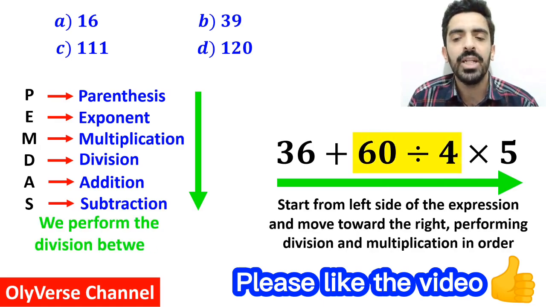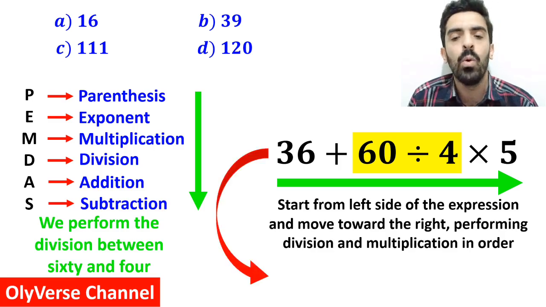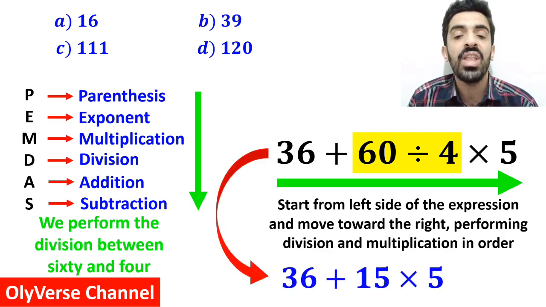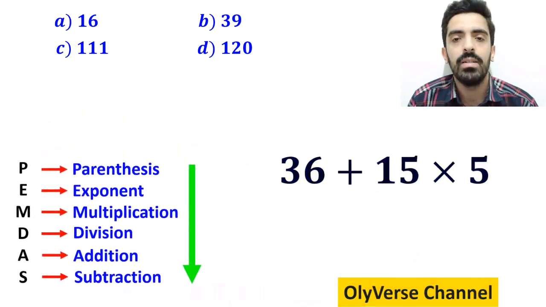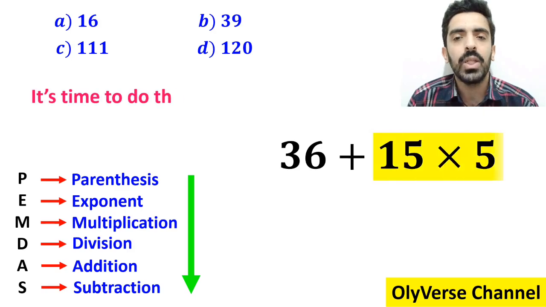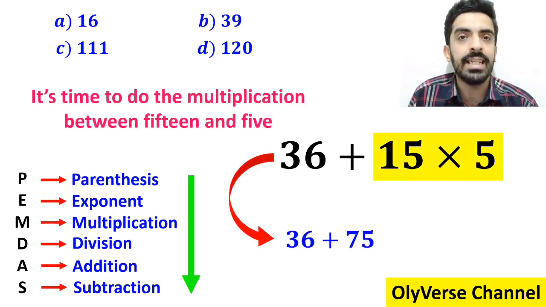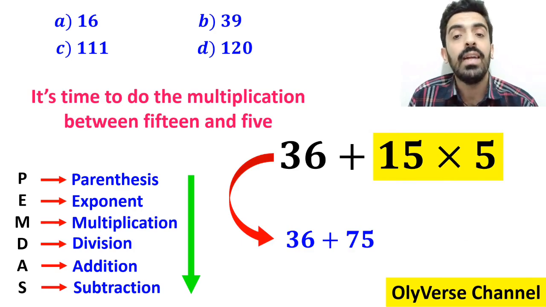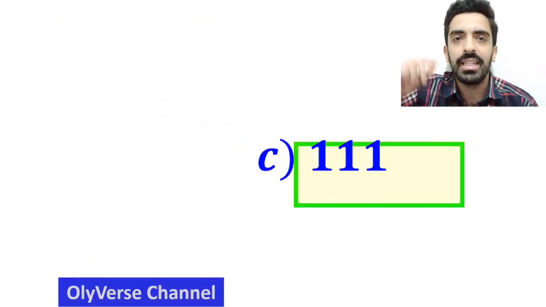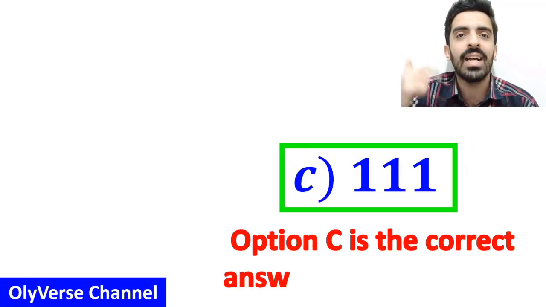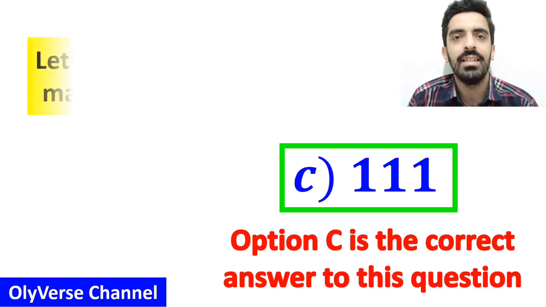So, first we perform the division between 60 and 4, and this expression simplifies to 36 plus 15 multiplied by 5. Now, it's time to do the multiplication between 15 and 5, which gives us 36 plus 75. And finally, the value of this expression is equal to 111. That's great. Option C is the correct answer to this question.